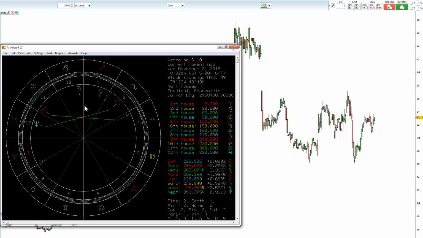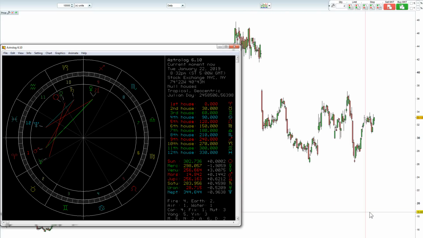October 10. Okay, I just want to make sure that we were in opposition, pretty tight opposition there. Okay, so square Uranus right there, January 22nd, 2019, and that gives us this point in time right here. So we're looking at the end of this little sideways trend right here. That's kind of an indication, a little hint right there.